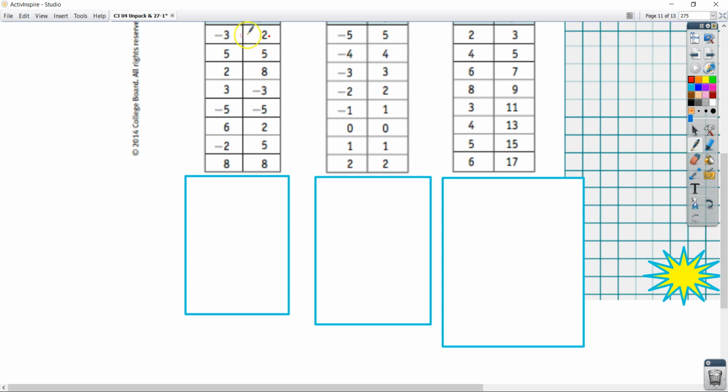So negative 3 goes to 2. Do I see any more negative 3s? No, I don't, so that's good. 5 goes to 5. Do I see any more 5s? Nope, so that's good. 2 goes to 8. Do I see any more 2s? 3 goes to negative 3. Do I see any more 3s? No. Negative 5 goes to negative 5. Any more negative 5s? Nope. 6 goes to 2. Any more 6s? We're good. Negative 2 goes to 5. Any more negative 2s? Nope. Then 8 goes to 8. So this one is a function.